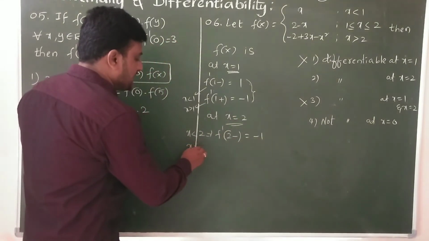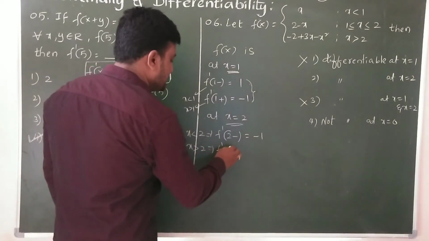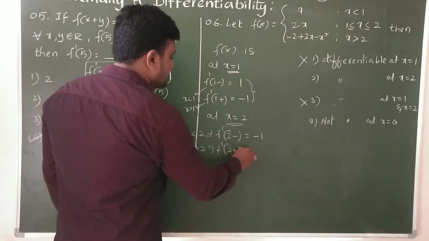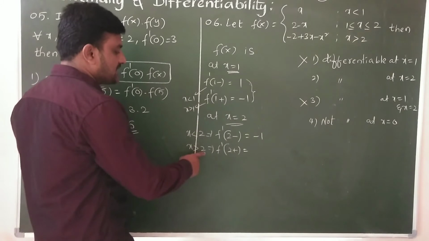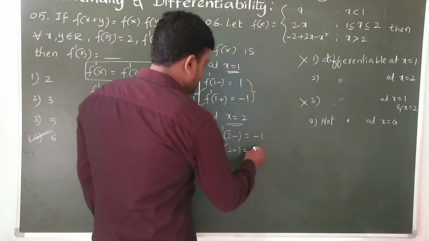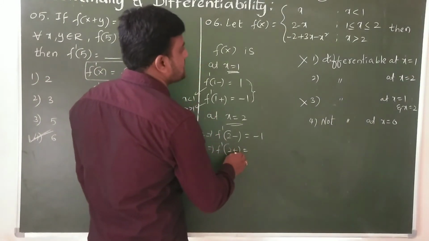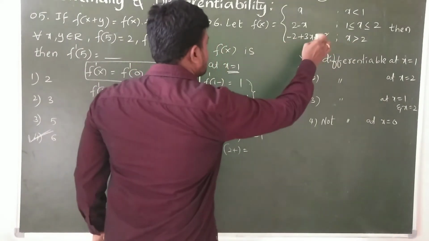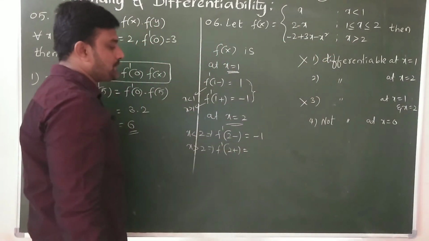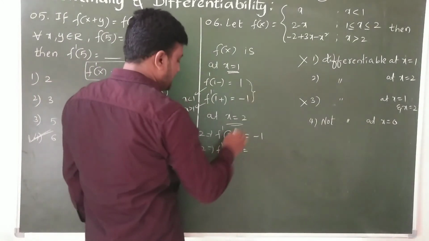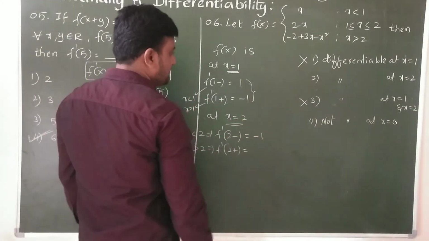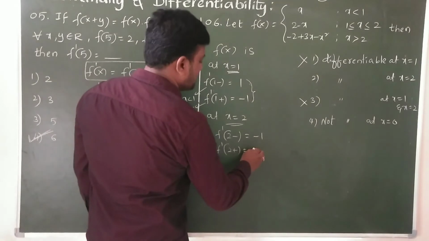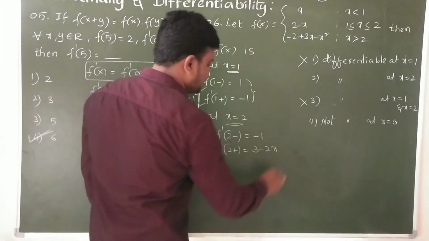Then for x greater than 2, that means the right side, 2 plus x greater than 2. So f dash of x, when x is greater than 2, the function should be minus 2 plus 3x minus x square. We need the differentiation of the function: 0, 3 minus 2x. Okay.